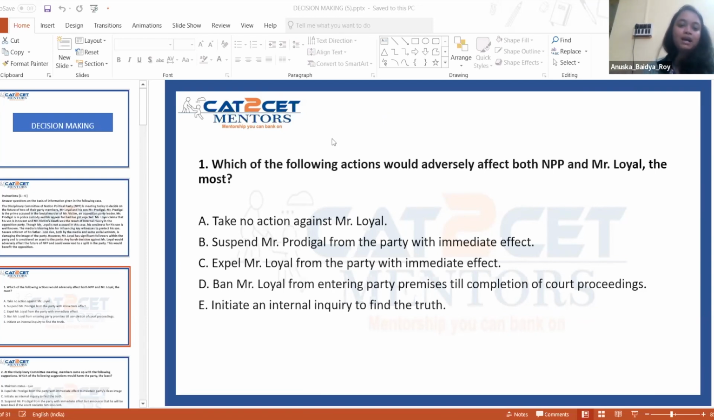Now see option D: ban Mr. Loyal from entering party premises till completion of court proceedings. Guys, there will be at least one or two options in every question which are outrightly irrelevant to that question. First, identify those options and eliminate them. Like for this one, ban Mr. Loyal from entering party premises till completion of court proceedings. How is it adversely affecting NPP or anybody? It's not. You're banning him from entering party premises till the court proceedings, so no adverse effect on anybody. And E is initiate an internal inquiry to find the truth. Again, if I initiate an internal inquiry and find the truth, is it adversely affecting anybody?